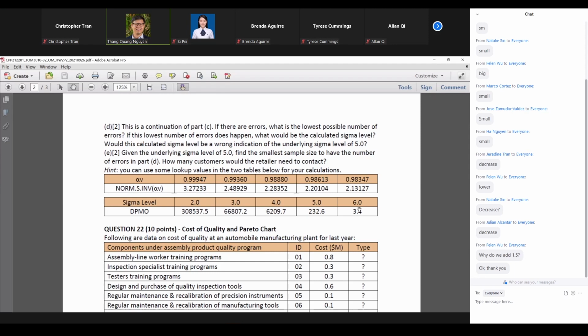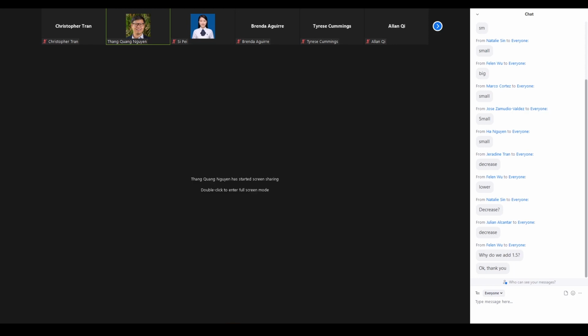Better design of the process, better equipment, better trained workers, right? So a lot of things have to be better to climb up the sigma ladder. To climb up the sigma ladder, everything has to be better. Okay, so we're going to use this lookup table to answer B and C. I'm going to show you that right away. Okay, so let's go to part B.